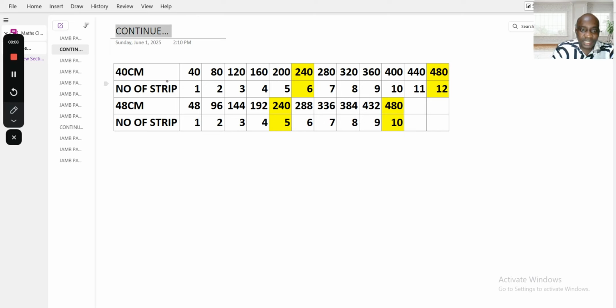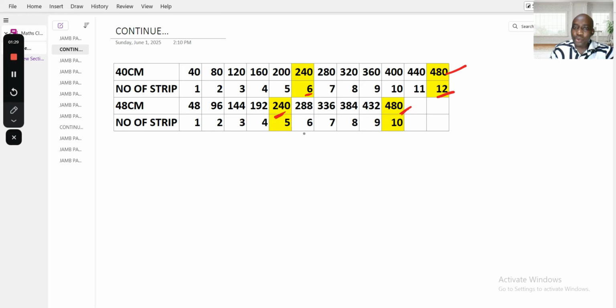This is the 40 centimeter. When you cut it into 48 on the 6, you will see that yes, it reached 240 centimeter. For the 48 centimeter, we are going to cut 5 stripes into 240. But if you want to continue, 240 plus 40 gives you 280. 280 plus 40 gives you 320. We are going to see 480 that we cut it into 12 pieces. And if you continue this one too, 240 plus 48, 288 plus 48, we are going to reach the same thing.